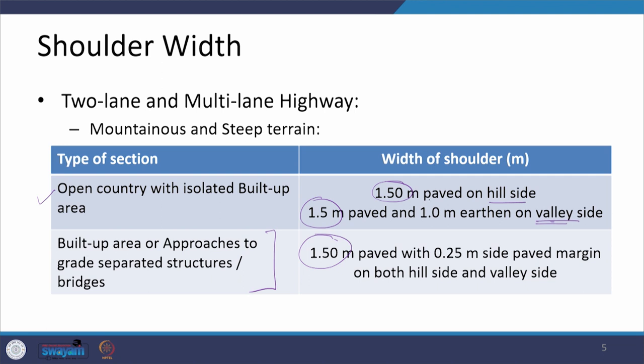So, 1.5 meter is provided on the hill side and 1.5 meter is provided on the earthen side, and these two are paved. But on the earthen side, additionally a 1 meter earthen shoulder is also provided. In the case of built up area or the other two conditions of approaches to grade separated structures or bridges, along with the 1.5 meters paved condition, a value of 0.25 meters is also provided, which is a side margin or a safety margin, and that means the total value comes out to be 1.75 meters in this case, and that has to be provided on both sides, that is hillside as well as the valley side.